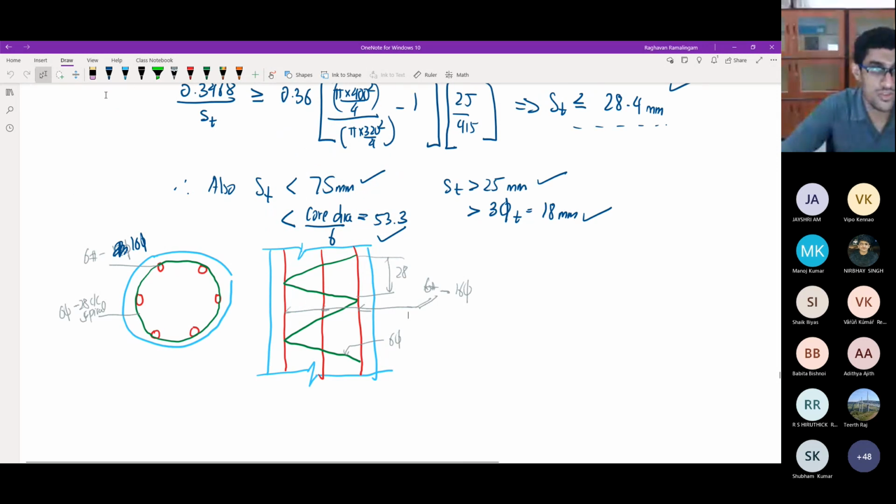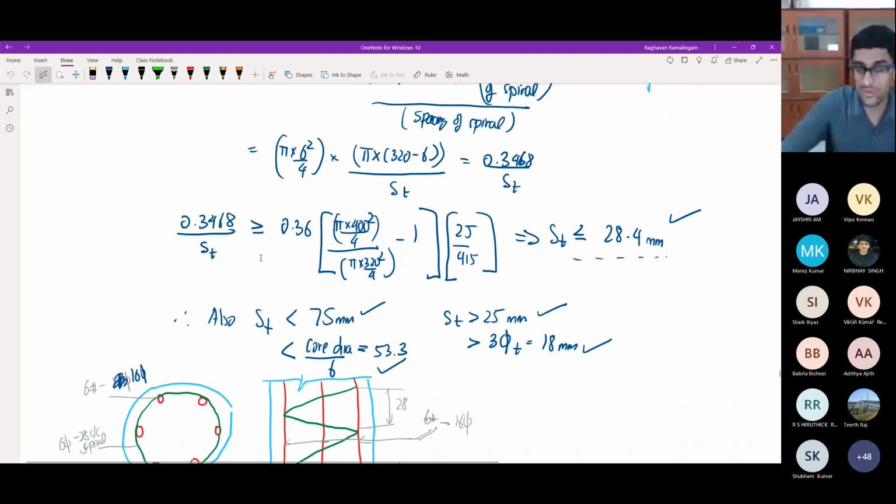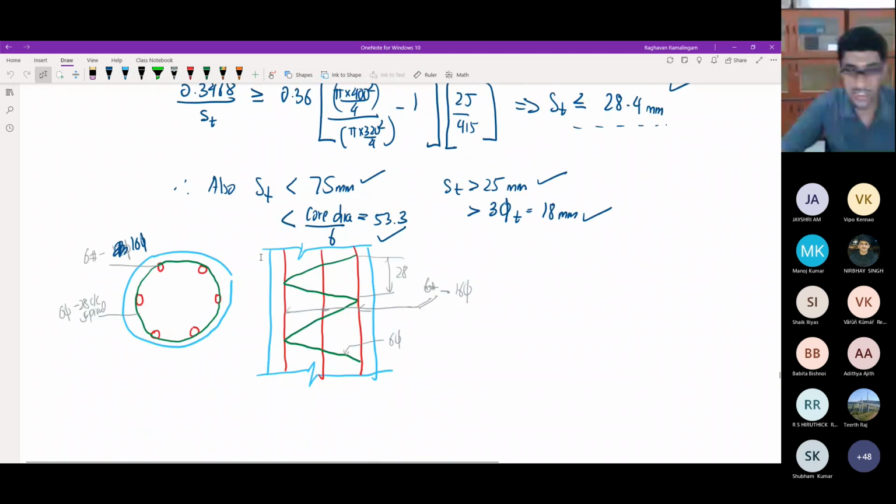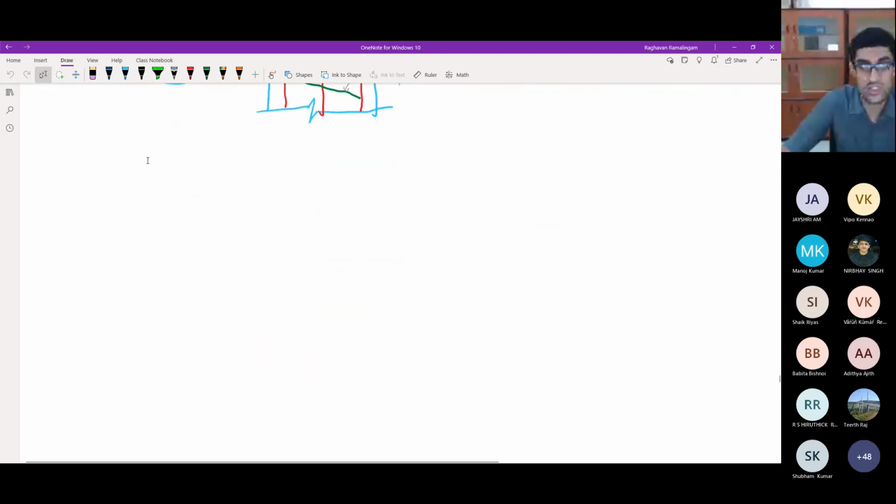So till now we have looked at design of columns, columns under uniaxial, I'd say pure axial compression. Two types of problems we have seen: one is a square column, and then a rectangular or a circular column. We have seen how we can design a given column for an axial load.